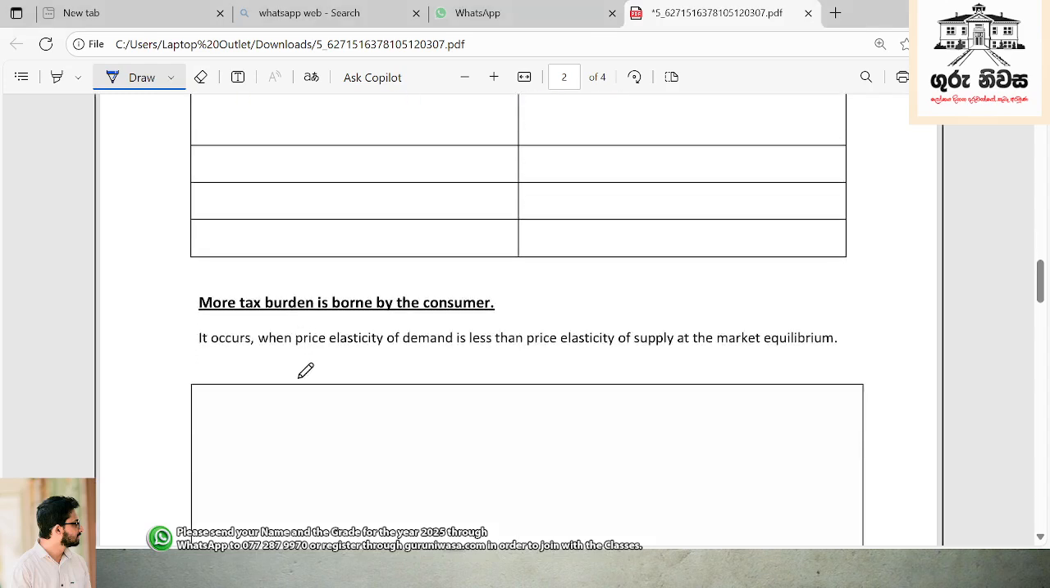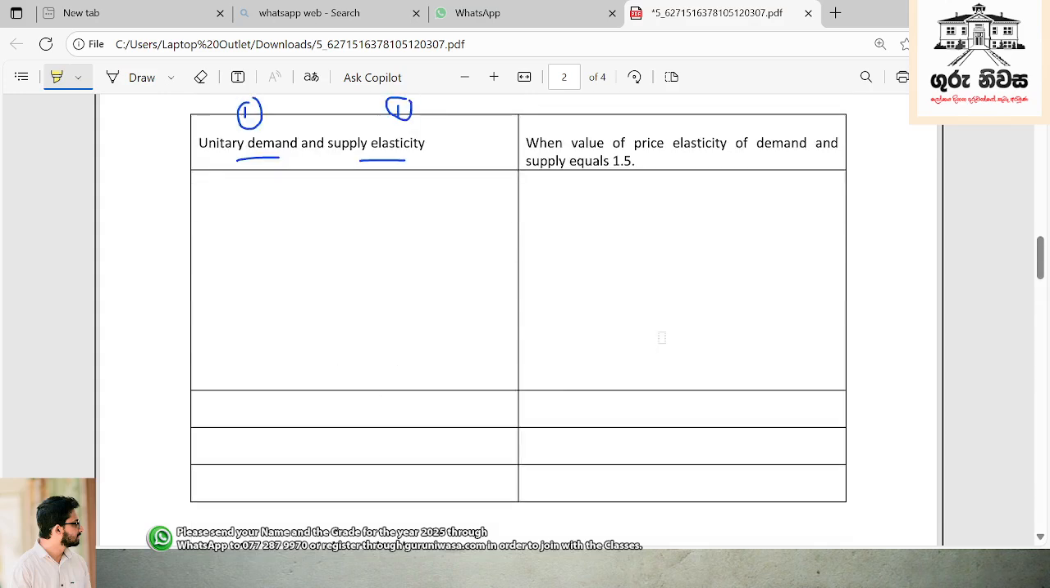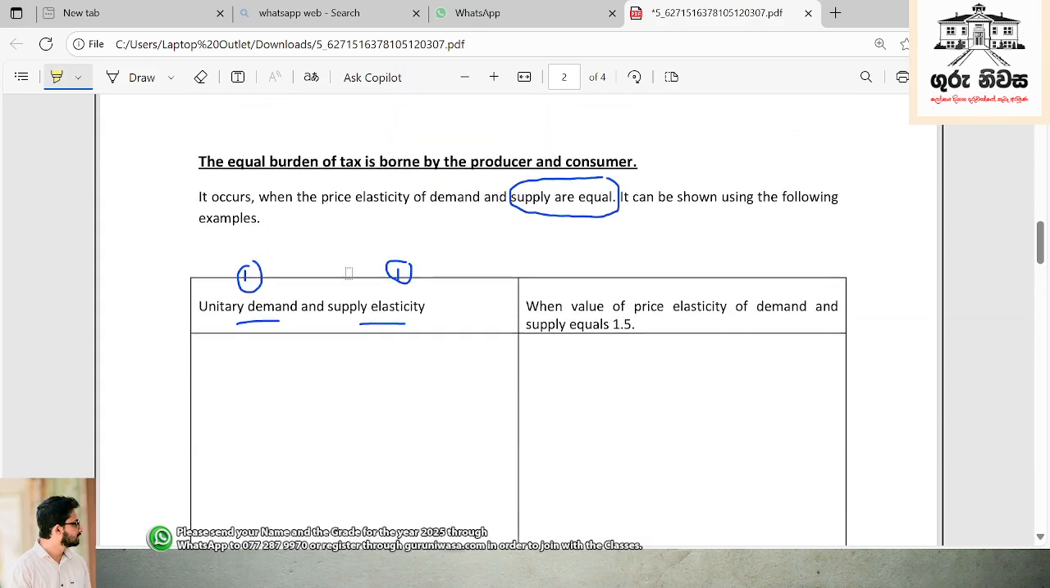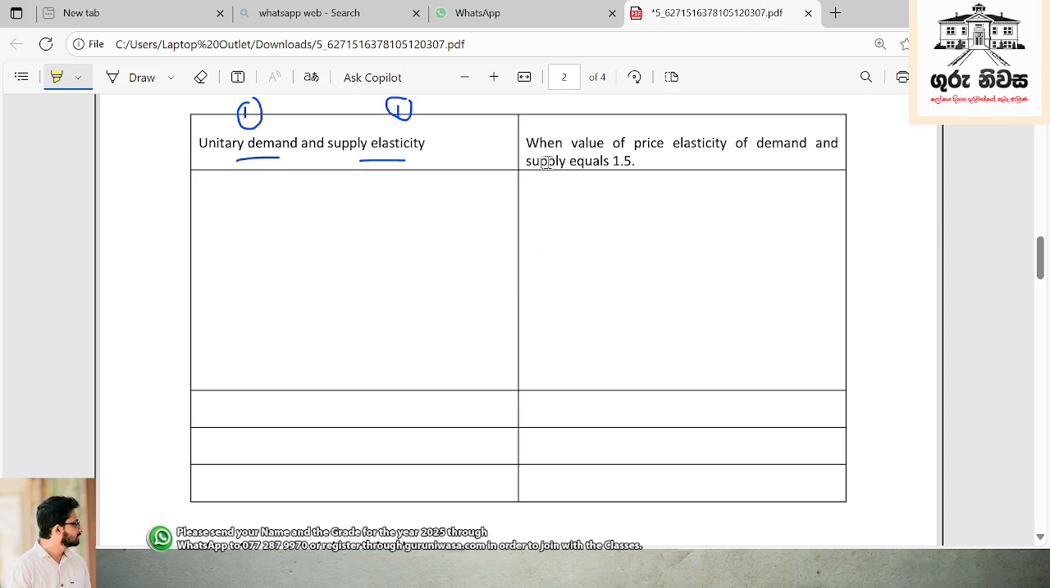Next one, more tax burden is borne by the consumer, like 70% goes to the consumer and 30% to the producer. This occurs when the price elasticity of demand and supply both equal 1.5. Give a try to draw this second part. It's difficult to draw because we cannot draw exactly a supply curve which has 1.5.